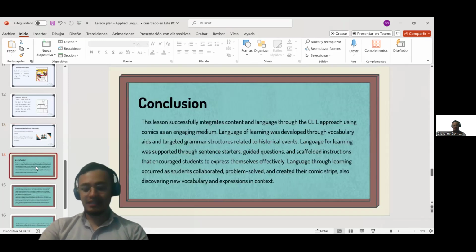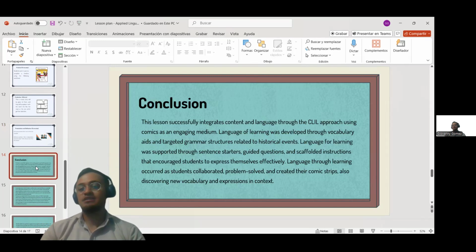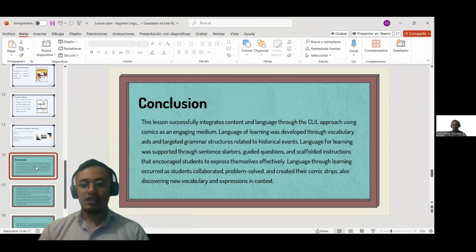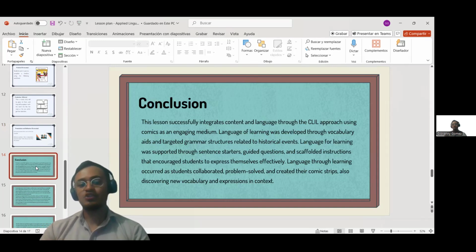As a general conclusion of this activity, we can say that this lesson successfully integrates content and language through the use of CLIL and using comics as an engaging medium. Language of learning was developed through vocabulary aids and target grammar structures, in this case the simple tense structures, related to the historical Colombian events.